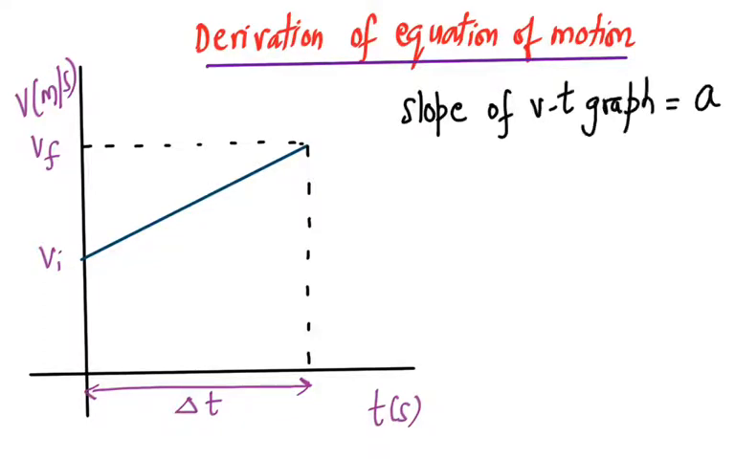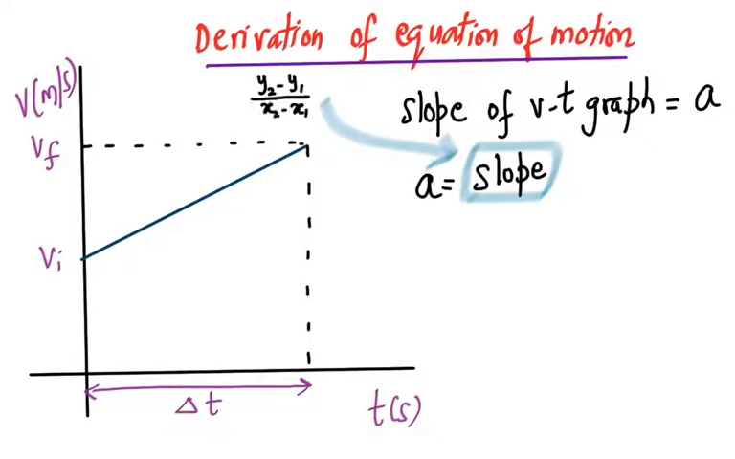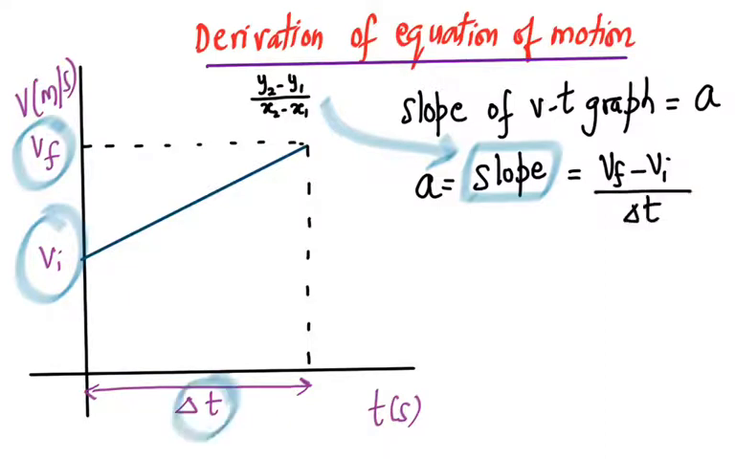We know that the velocity time graph slope gives us acceleration. So acceleration is equal to the slope, which we know from mathematics is y2 minus y1 over x2 minus x1. And on the y-axis we have velocity, so we will have vf and vi. So vf minus vi over delta t, that will be the slope of the graph.